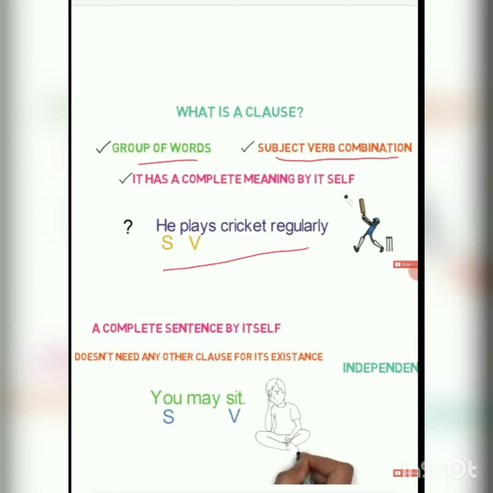Whereas a phrase, what about a phrase, children? A phrase is also a group of words, but it does not give us a complete sense, and moreover it doesn't have a subject-verb combination. So be clear about the difference between clause and phrase. So let's move further.